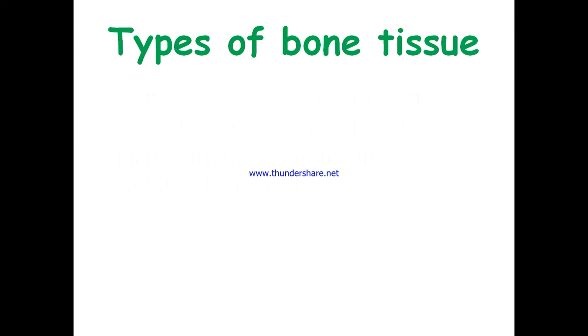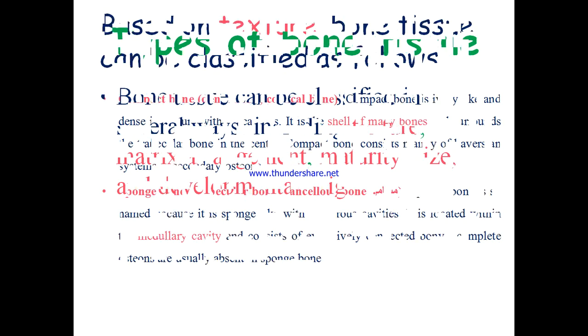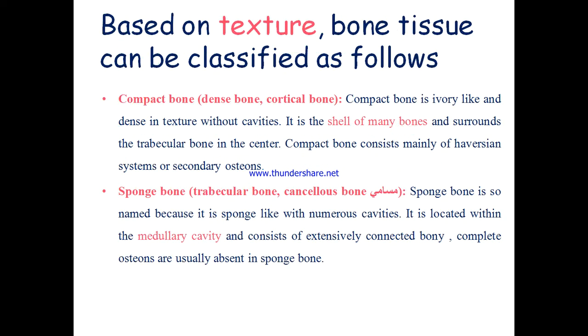Types of bone tissue can be classified in several ways, including texture, matrix arrangement, maturity, size, and developmental origin. On texture can be classified into compact bone and sponge bone.